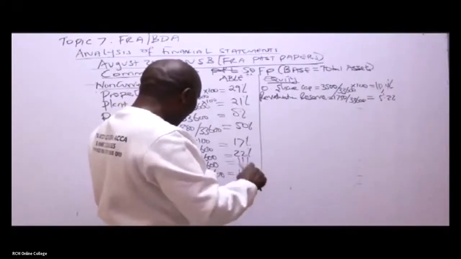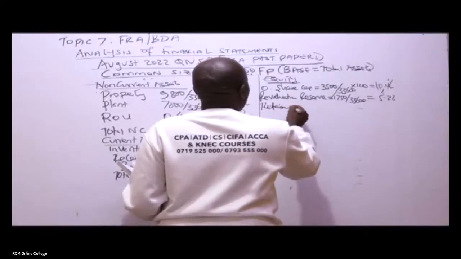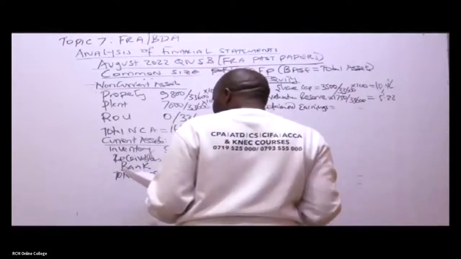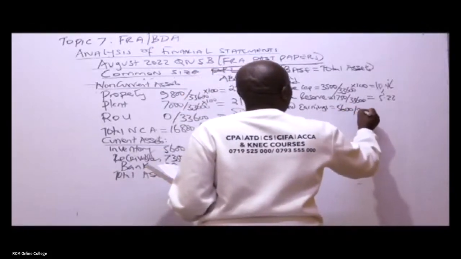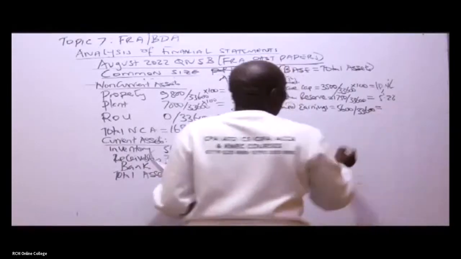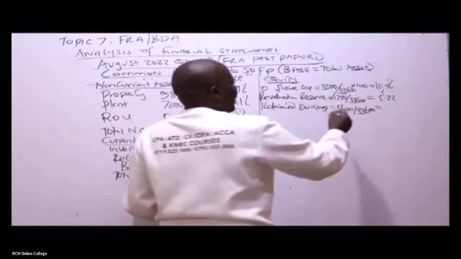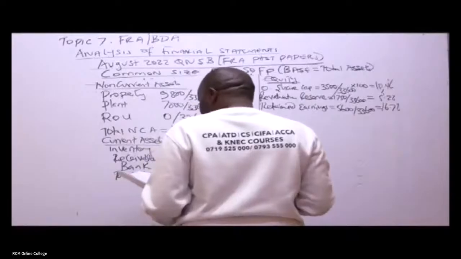Then, ladies and gentlemen, I can see I have retained earnings. So retained earnings, what do we have here? Retained earnings, 5,600. We divide by 33,600. What figure are we getting, ladies and gentlemen, here? 16.7%. Thank you so much. Great. Then we have total equity.